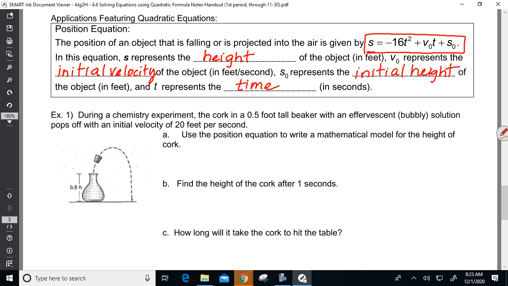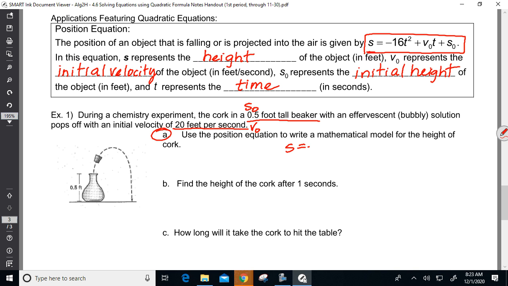So for example 1, during a chemistry experiment, the cork of a 0.5 foot tall beaker with a bubbly solution pops off with an initial velocity of 20 feet per second. For part A, use the position equation to write a mathematical model for the height of the cork. So you're essentially just setting up the problem. The beaker is a half of a foot tall, and the initial velocity is 20 feet per second. So the 0.5 represents S sub 0, and 20 feet per second is your V sub 0.